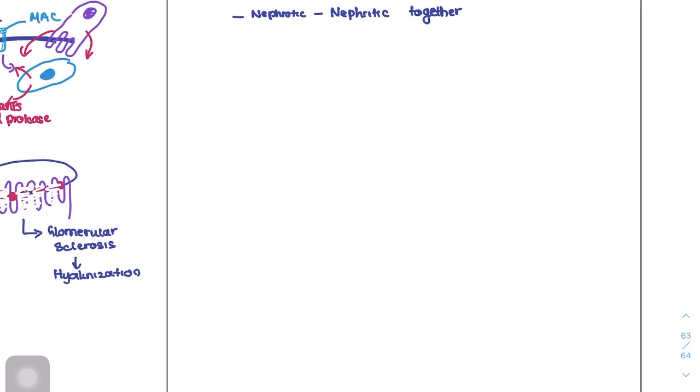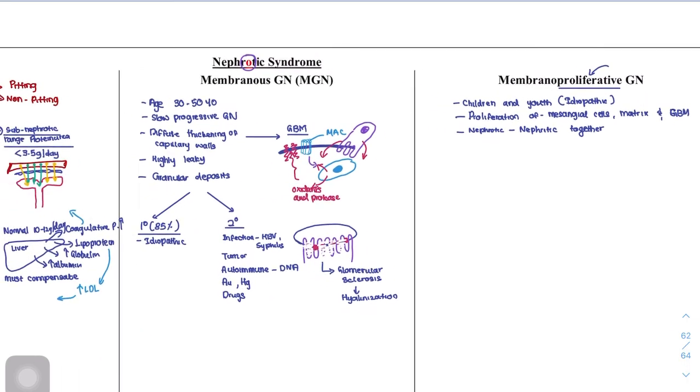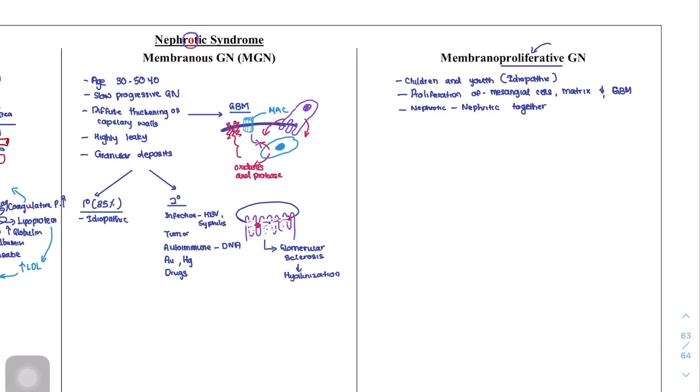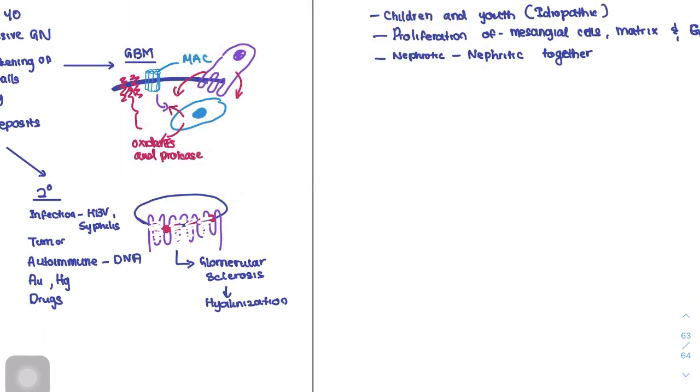So I will differentiate between the two types. First, we have membranous glomerulonephritis. And draw this with me. What I'm drawing here are the podocytes.